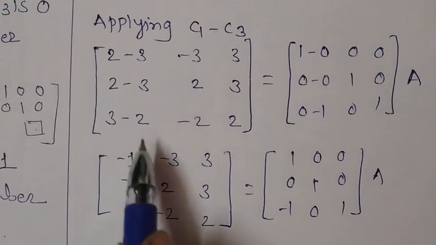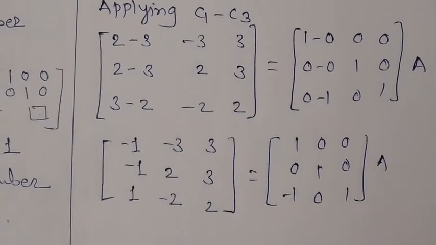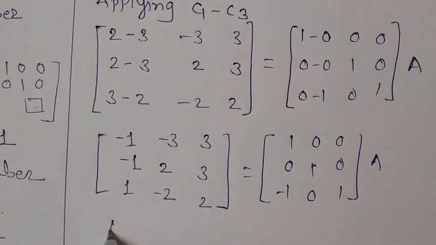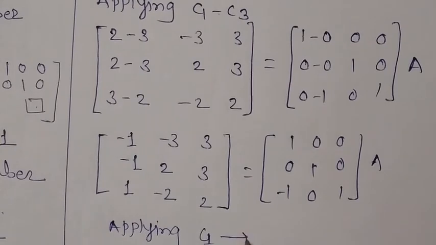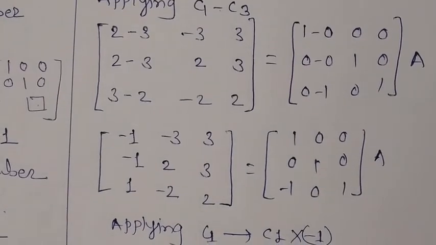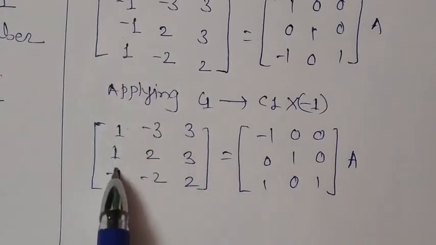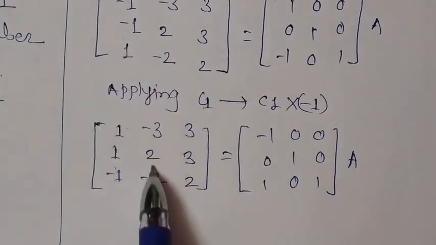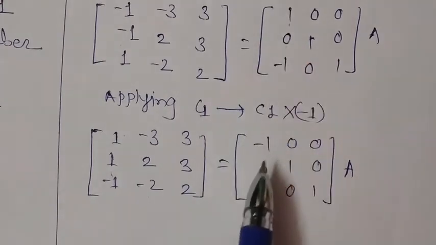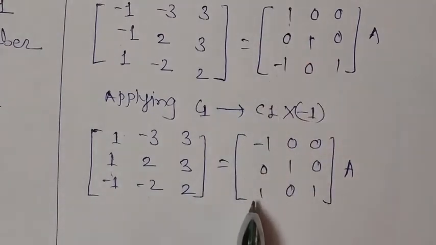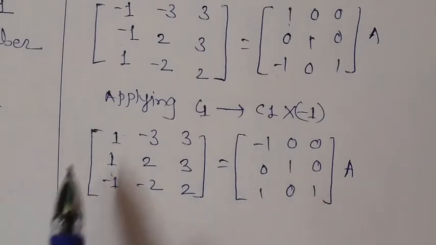Now we want 1 here, not minus 1, so convert this minus 1 to 1. Applying C1 into minus 1, we multiply C1 by minus 1, so minus 1 becomes 1. Minus 1 converts to 1, minus 1 converts to 1, and 1 converts to minus 1. Other numbers remain the same. Here also, 1 converts to minus 1 and minus 1 converts to 1. Other columns remain the same. Now this 1 is done.